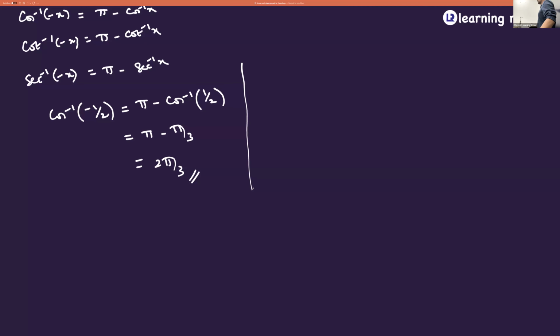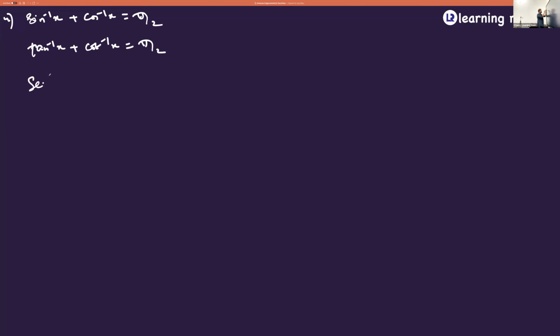Cot inverse of minus 1 means, just cot inverse of minus 1. Pi minus cot inverse of 1. Answer will be 3 pi by 4. It will belong to the second quadrant. Right. So what is the next property?